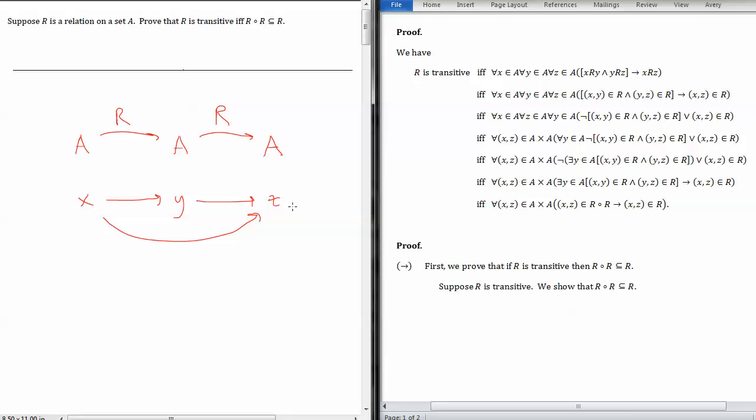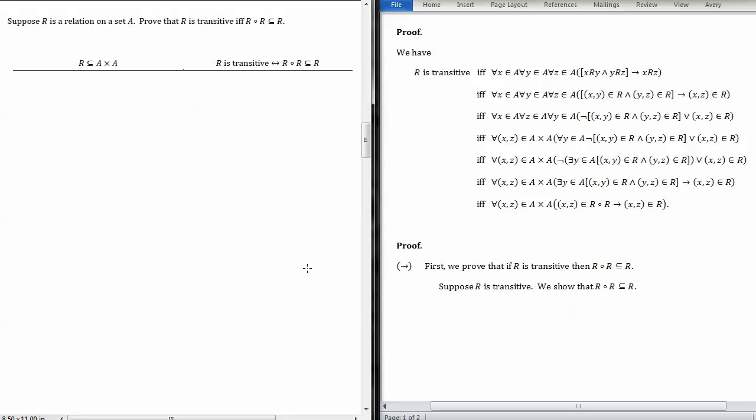That's exactly what it means for R to be transitive, right? If you take X, Y in R and Y, Z in R, then X, Z also has to be in R. So it's pretty believable. Let's think about how to prove it. R is a relation on A. That means R is a subset of A times A. And there's our if and only if statement. If we want to prove that, we can just prove both directions.